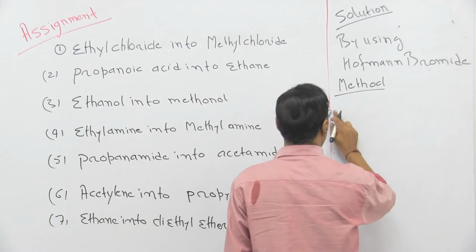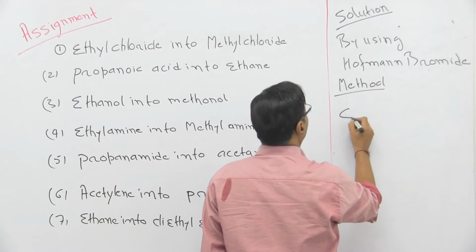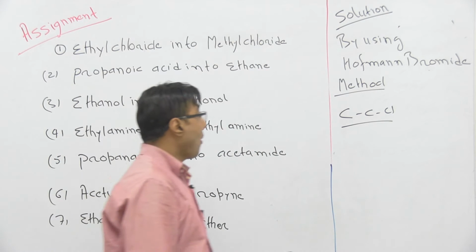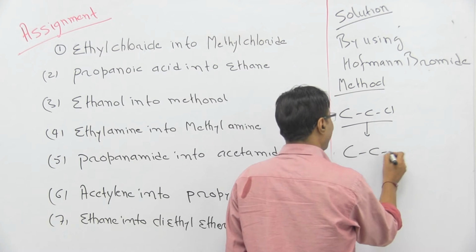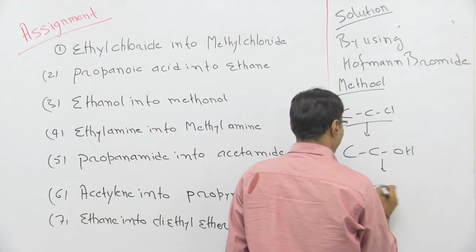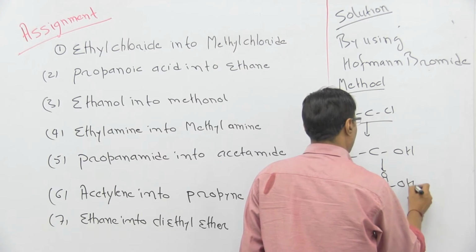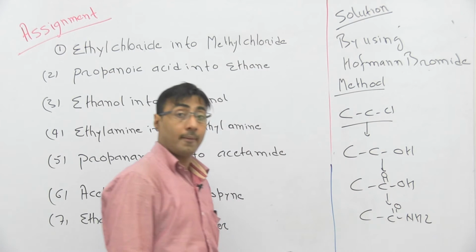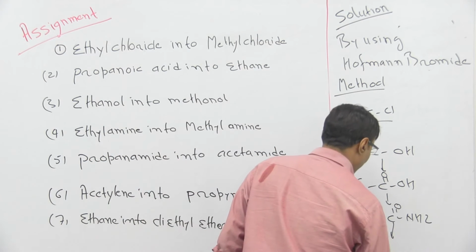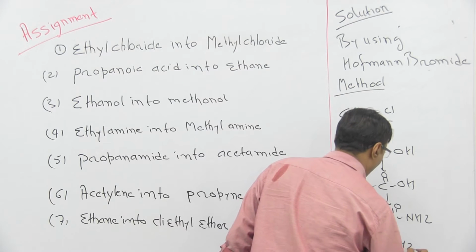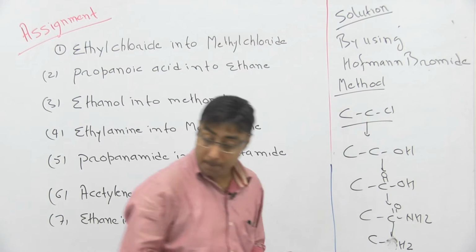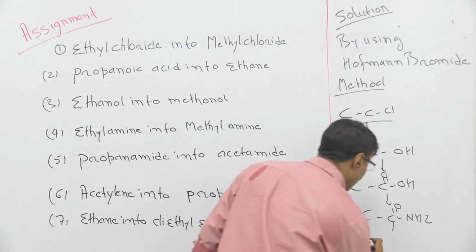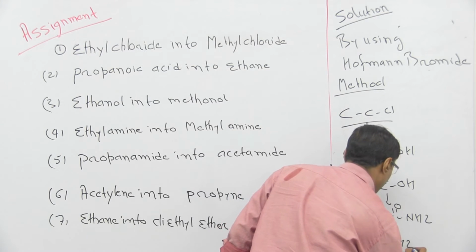And in this case what is happening? This CCCl has to be converted into amide. So it is CCOH. This one is C double bond OOH. This one is C double bond ONH2. And the next one is CNH2.